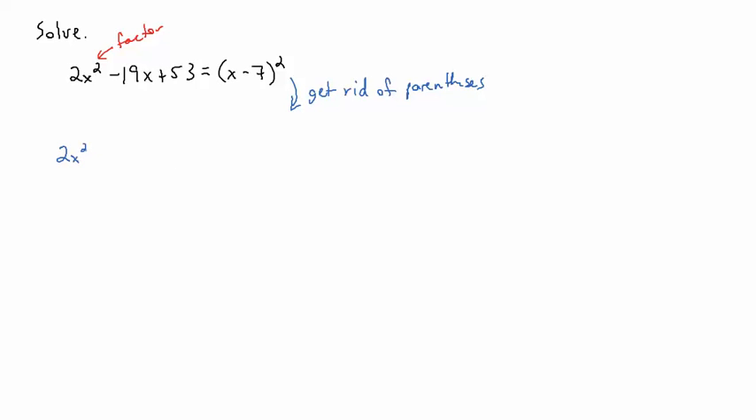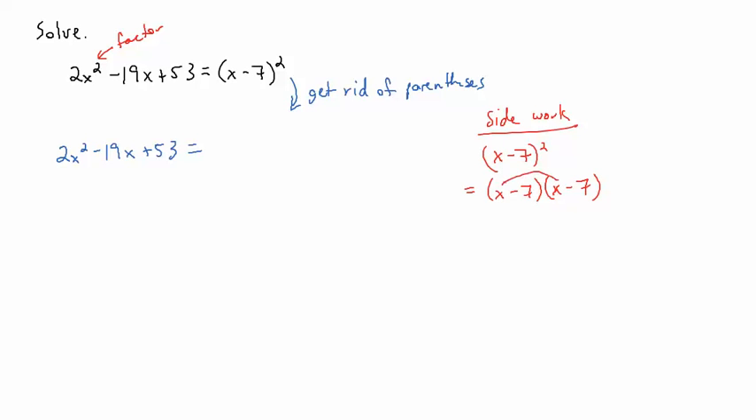So on the left side, we have 2x squared minus 19x plus 53. And on the right side, if we go off to the side here, we're going to be careful on the right side. X minus 7 squared is the same thing as x minus 7 times x minus 7. And if we multiply all of this out, we get x squared minus 7x minus another 7x, which is minus 14x, plus 49. So x minus 7 quantity squared is this. So now we have no parentheses.